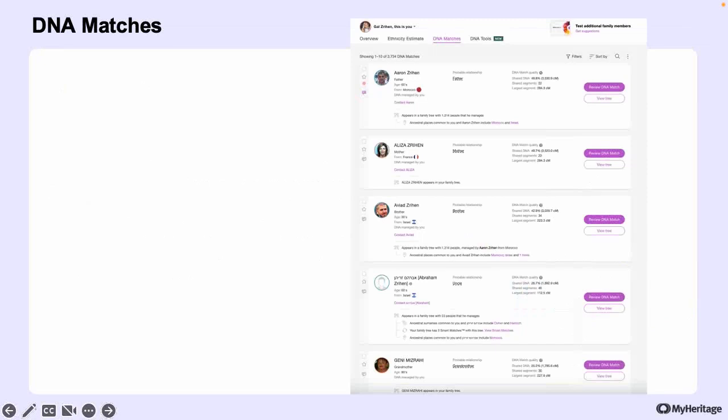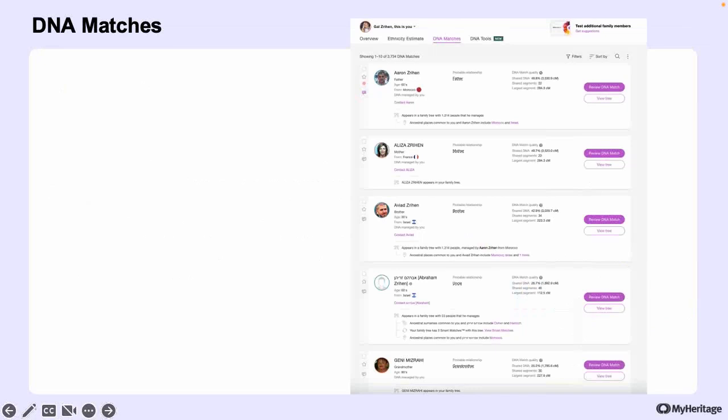So, DNA matches. After you get your DNA results on MyHeritage, you can see your ethnicity estimate results, but we also have DNA matches. DNA matches are useful tools, data, or information to know more about your family and to answer your research questions. Now, the more DNA matches the merrier. We love DNA matches. When you have more of them, you have more data to use and to analyze and to find relatives that you didn't know before.